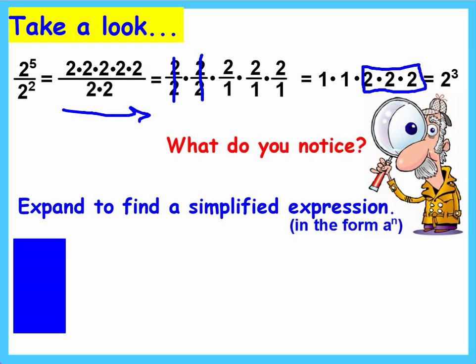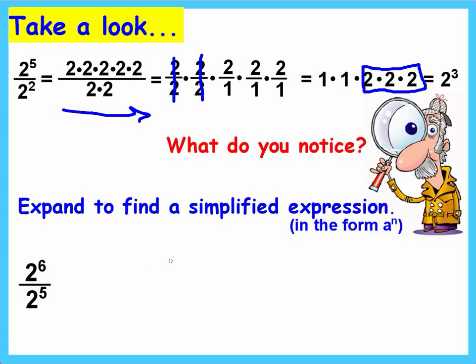On your worksheet, go ahead and try writing 2 to the 6th over 2 to the 5th in expanded form, and then see if you can simplify it and write the simplified expression in the form a to the n power, which means you don't have to simplify once you get your answer raised to a power. Again, pause if you need more time.